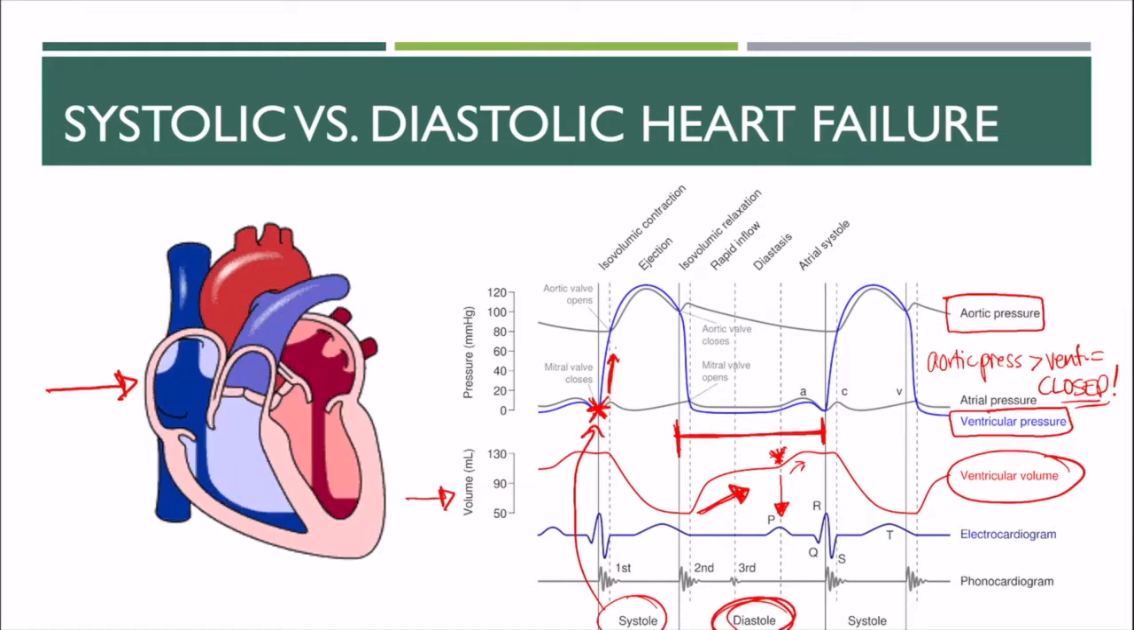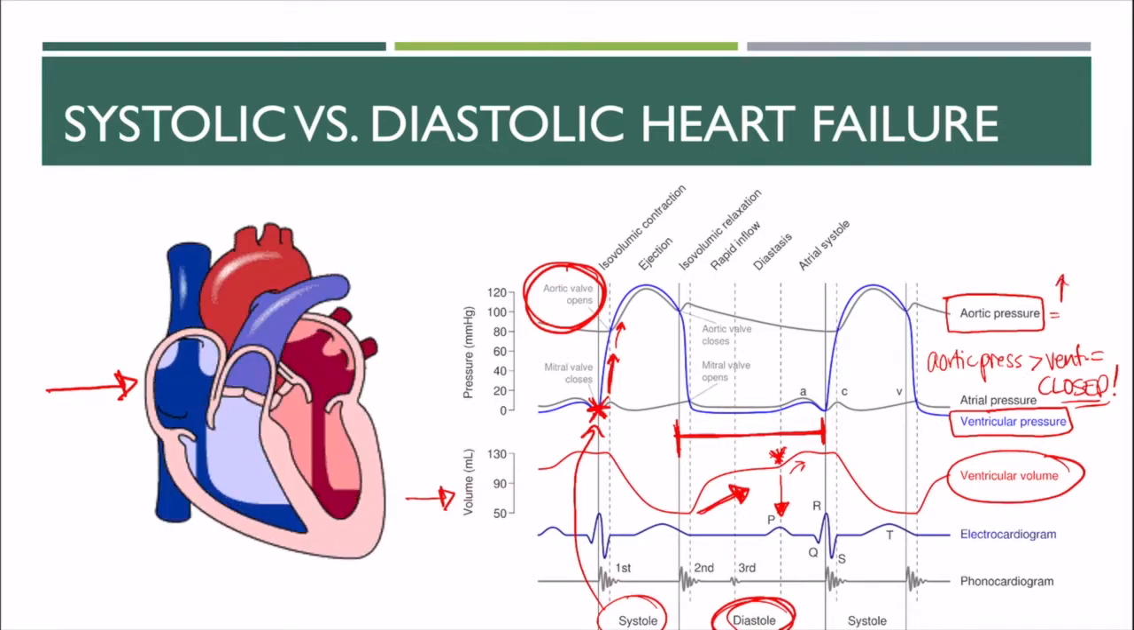So the heart continues to squeeze, it continues to squeeze, and then you reach this critical point where the pressure in the ventricle is greater than the pressure in the aorta. The valve opens and blood can leave.